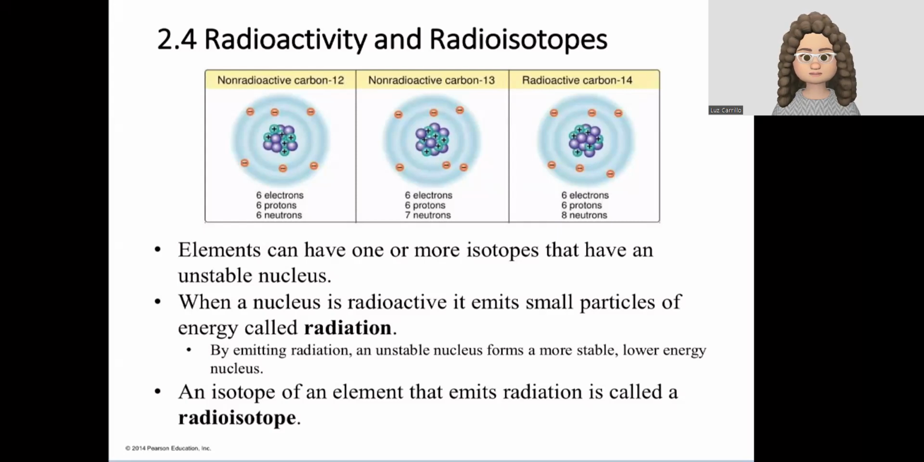So when this nucleus is radioactive and it is unstable, it's going to emit small particles, and that's what we call radiation. Now, why is it that elements are trying to do this? Well, understand that once this particle is released, the unstable nucleus is going to become a more stable, lower energy nucleus. So that's why they are going to undergo these changes. There are many forms of radiation, but for the purposes of this course, you only need to be familiar with 4 of them.